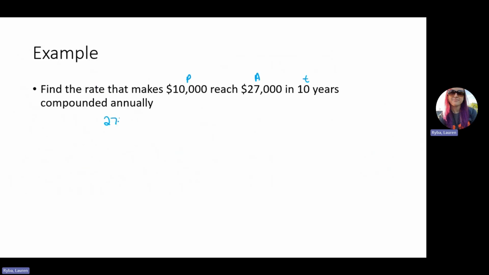So 27,000 equals 10,000 times 1 plus, I don't know R. Compounded annually means I would just divide by 1. So I'm just going to leave it as R raised to the 10th power. First thing in solving this would be to divide by 10,000. So I will get 2.7 equals 1 plus R to the 10th power.